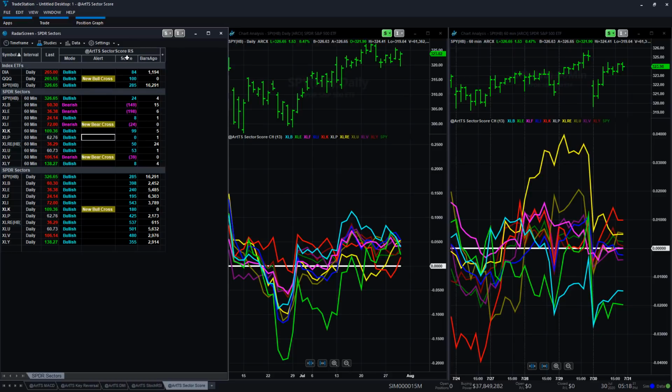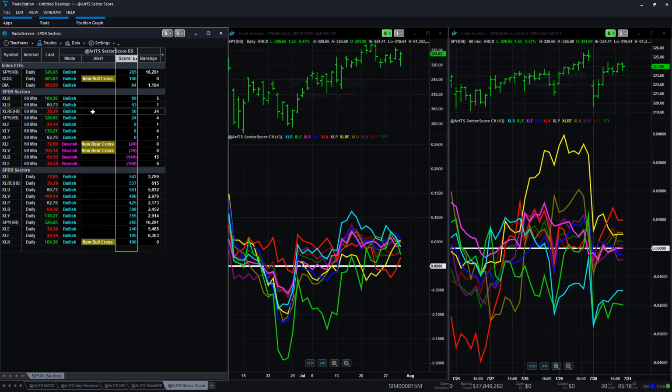So if I sort by the score, I can see which sectors are the strongest and which ones are the weakest. So here we can see the tech sector is strongest. That makes perfect sense if you think about it in the last month. Here we're just looking back 13 bars. 13, in this case, we're looking at 13 60-minute bars. So this is on the 60-minute chart.